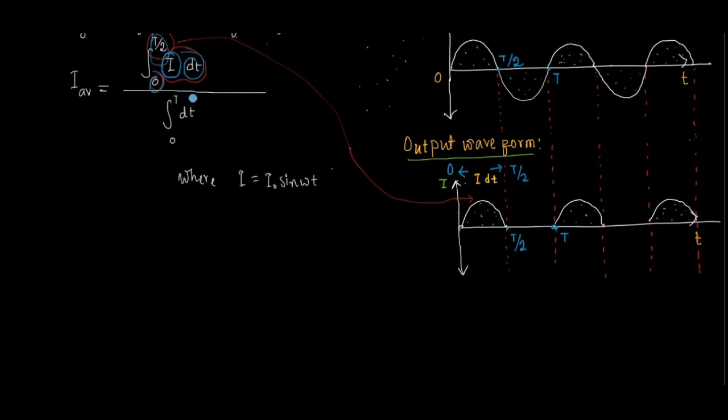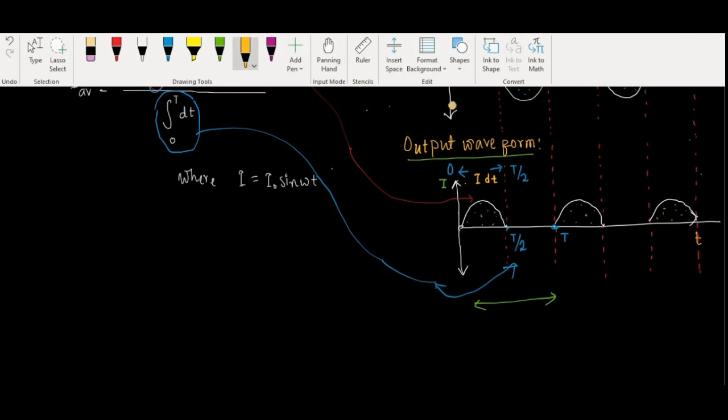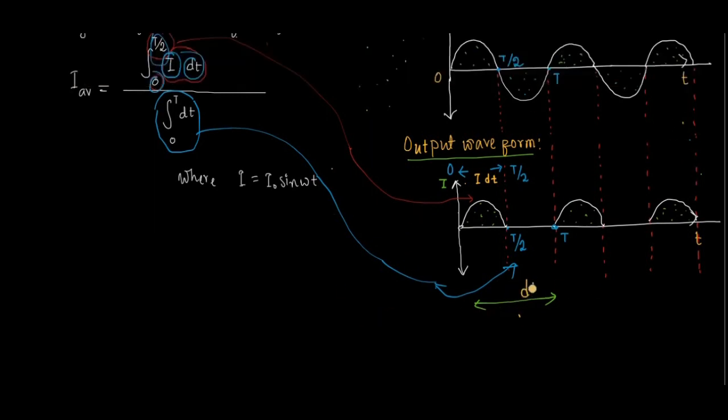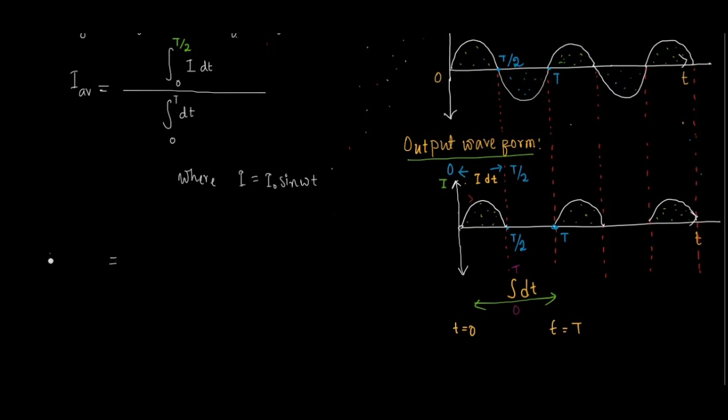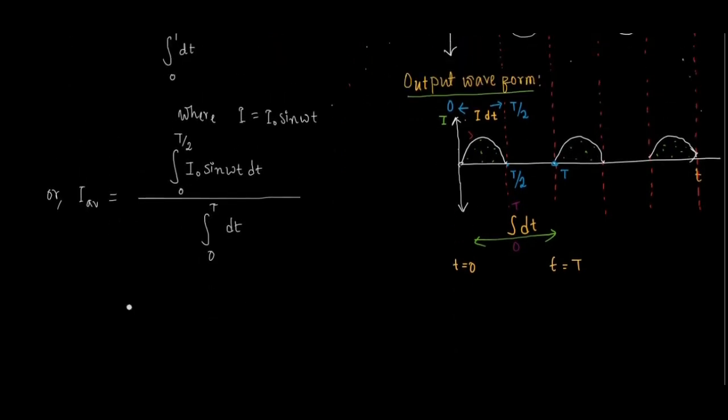I dt is integrated from 0 to T by 2, but dt is integrated from 0 to T. So in the output waveform, dt is integrated in the full cycle, but I dt is integrated in the half cycle. Putting the expression of I, IAV is equal to integration from 0 to T by 2 of I0 sin omega t dt divided by integration from 0 to capital T of dt, where capital T is the time period.